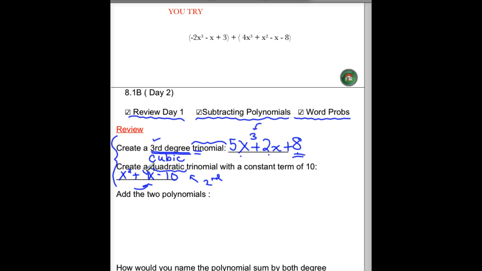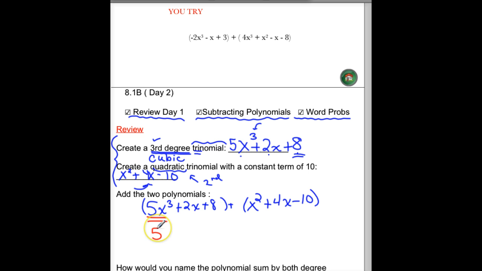Now it says to add the 2. So what I'm going to do is take my first one that I created, and take the second one that I created, and I'm going to add them up. And remember, with addition, it's really just a game of combining like terms. And the parentheses aren't serving any purpose except for grouping, so you can completely ignore them for addition.